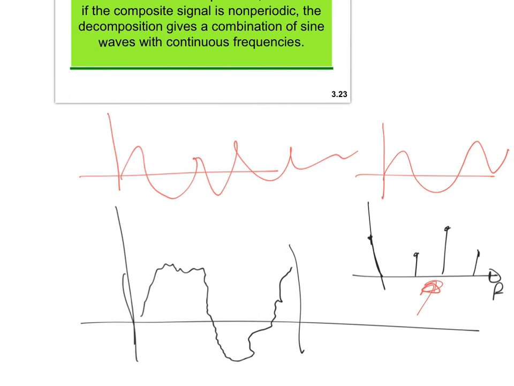Okay? So if the signal is periodic, then we can represent this signal by discrete samples in the frequency domain. Each one will represent a sine wave with a different frequency, different amplitude, and different phase. But if this signal is non-periodic, then in the frequency domain, the Fourier signal will look continuous also, because the original signal was not periodic.